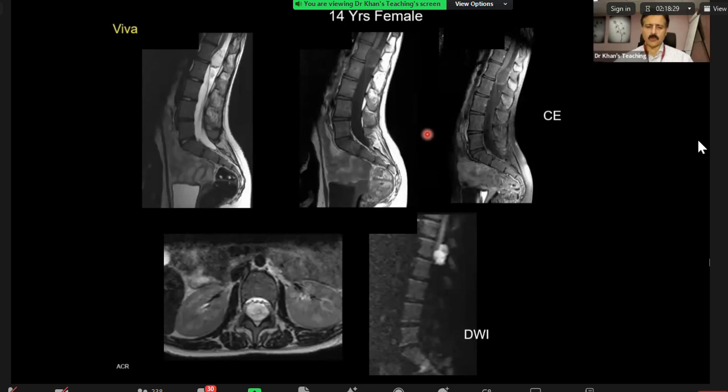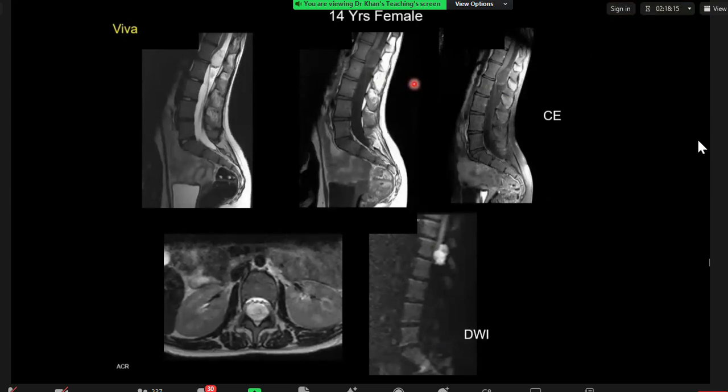Can I stop you? If you see carefully on this pre-contrast, this rim is similar to this rim. Actually, it is not enhancing. So it could be a hemosiderin kind of rim. And on axial.